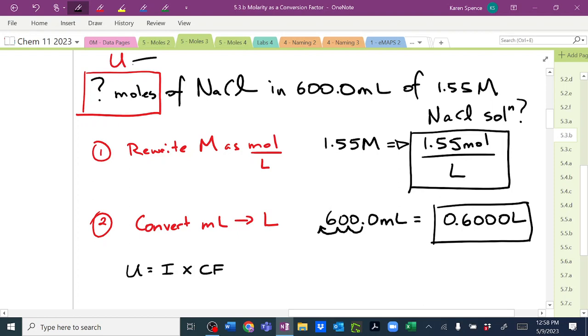We're going to have our unknown is equal to our initial quantity times a conversion factor. Well, we already know that our unknown is some number of moles. Which of the two yellow things is our initial and which is the conversion factor? Tell your partner, which is the initial and which is the conversion factor?